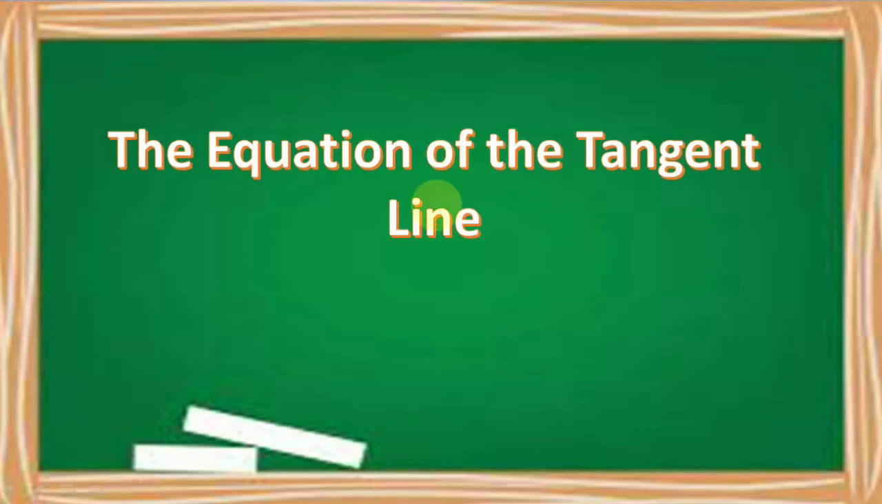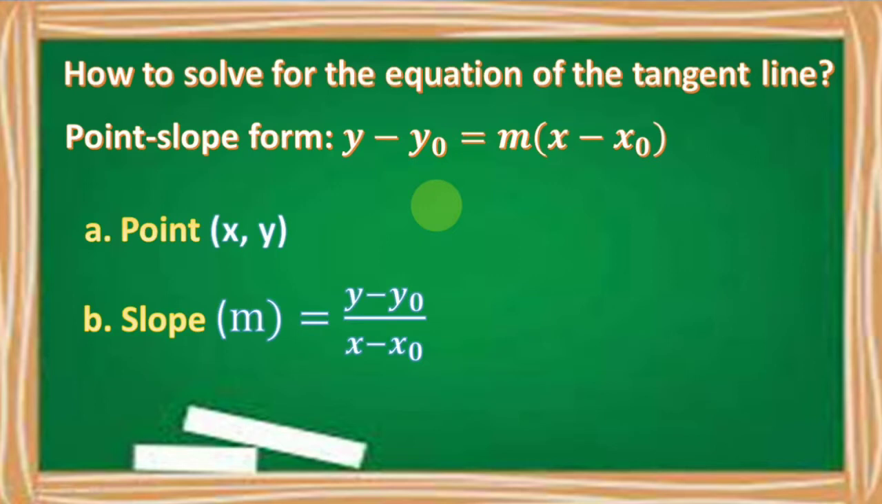We are going to discuss the equation of the tangent line. To solve for the equation of the tangent line, we're going to use the point-slope form with the equation y minus y sub 0 is equal to m times the quantity x minus x sub 0. That is why we have to first get the point, denoted by x and y coordinates, and the slope, denoted by m, with the formula y minus y sub 0 over x minus x sub 0, followed by substituting these values in our point-slope form.